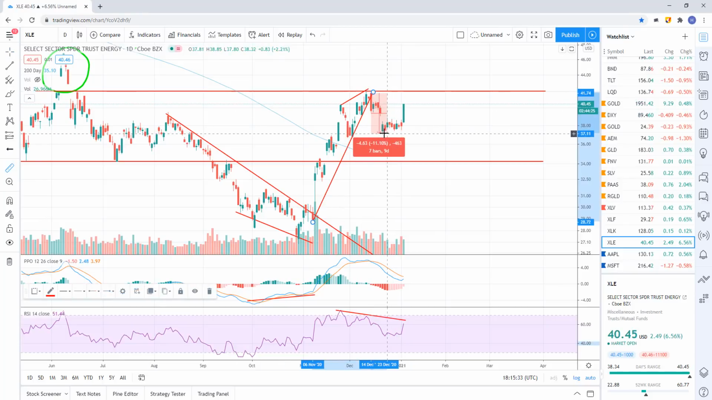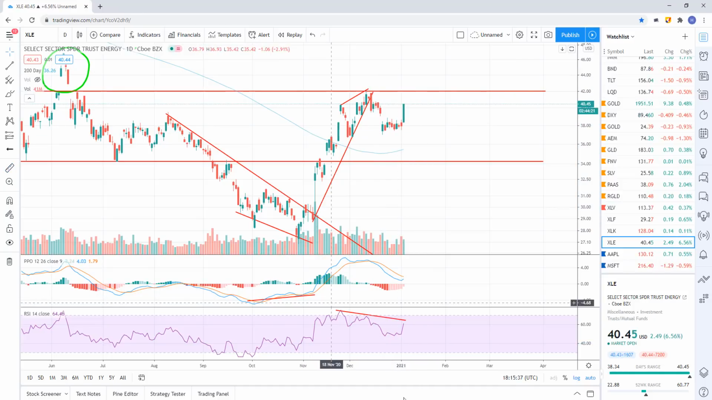And that was a drop of about 11%. So that might be enough to satisfy this negative divergence. And now we're going to turn up. That's possible. But what I'd like to see is this negative divergence really start to get burned through before saying that we're bullish on this thing yet.